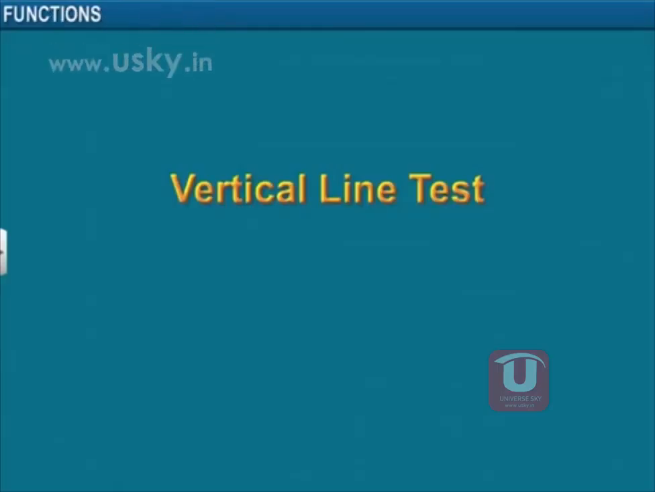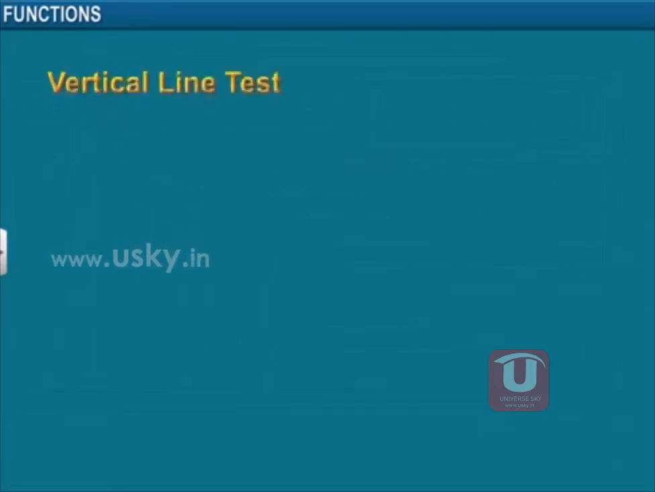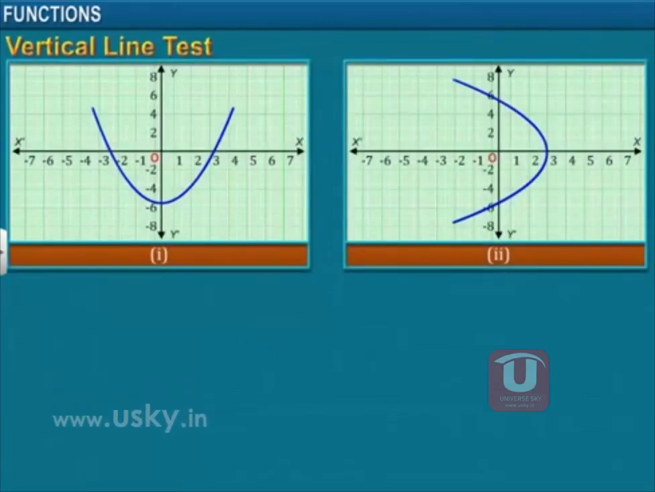Every relation can be represented with the help of a graph. When a graph of a relation is drawn, we can use a test to determine whether it is a function. This test is known as the vertical line test. Let us consider the graphs of two relations. Draw a vertical line parallel to the y-axis such that it intersects the graph.